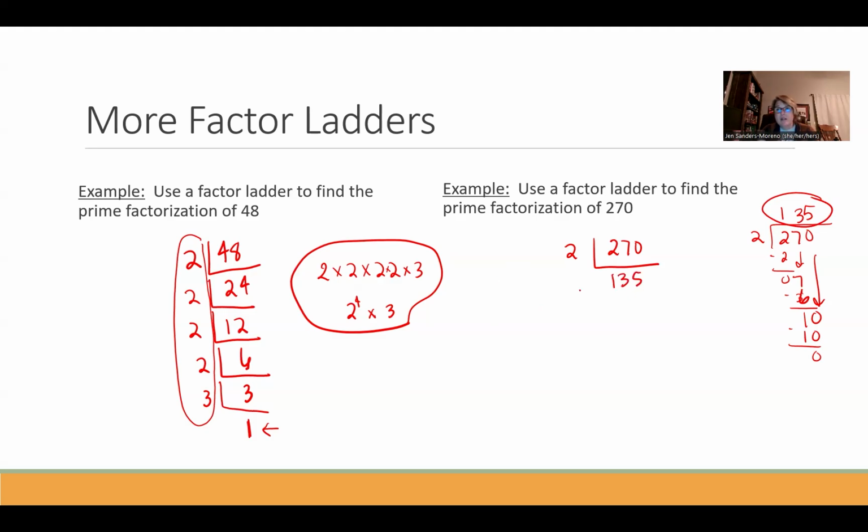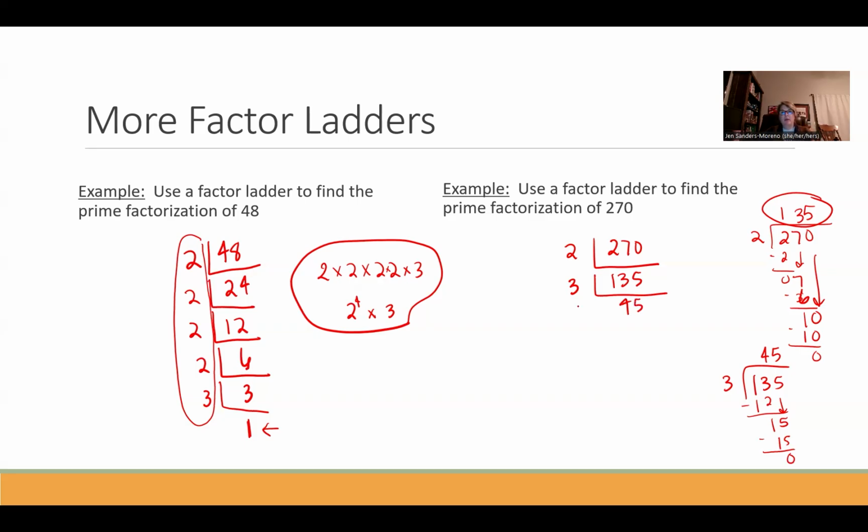Now, 135 is not divisible by 2. So now we're going to try 3. And let's see if 135 is divisible by 3. Goes in 4 times, 4 times 3 is 12. And yeah, 5 times 3 is 15. Holy cow.